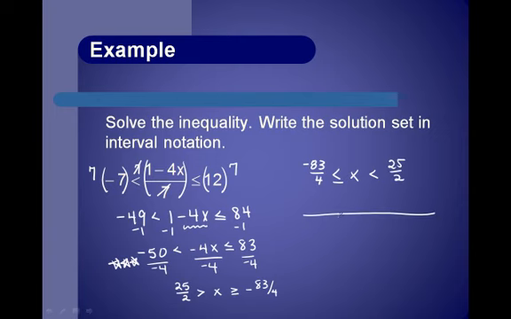So when we graph it, we've got negative 83 over 4 with a closed circle here. We've got 25 over 2 with an open circle here, and our answer is all x's between those. So interval notation would be bracket negative 83 over 4, comma 25 over 2, parentheses.